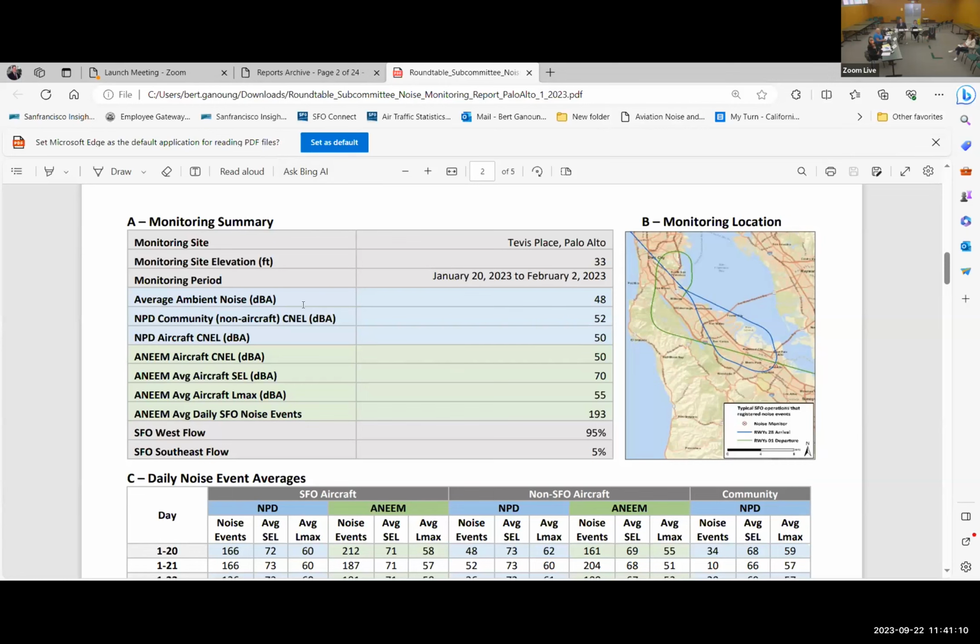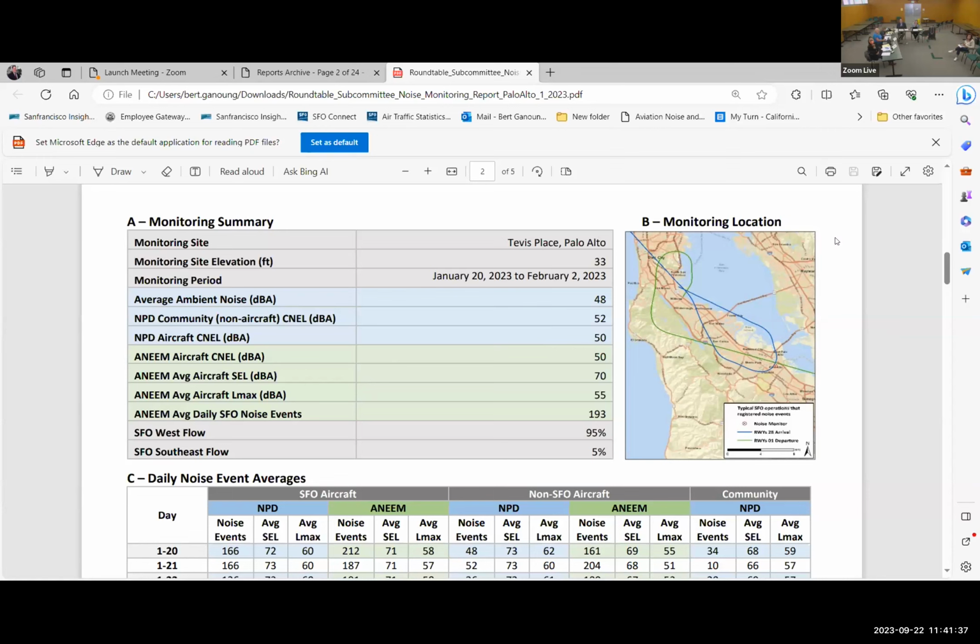We have the average CNEL non-aircraft for community, and the CNEL aircraft books. We also have in green our NEEM aircraft. And you can see as you slide down, we're looking at single event, LMAX, average daily SFO noise hits. And in my opinion, that's where we start to see the real difference: the average number of events.